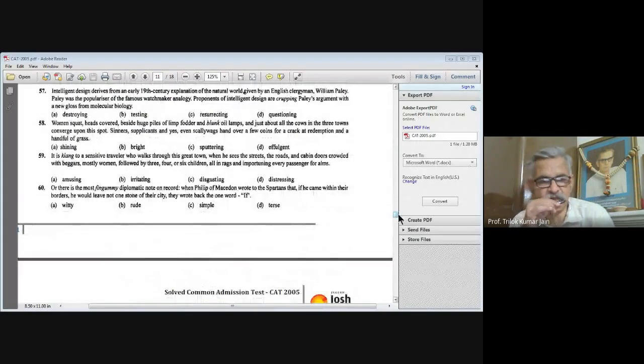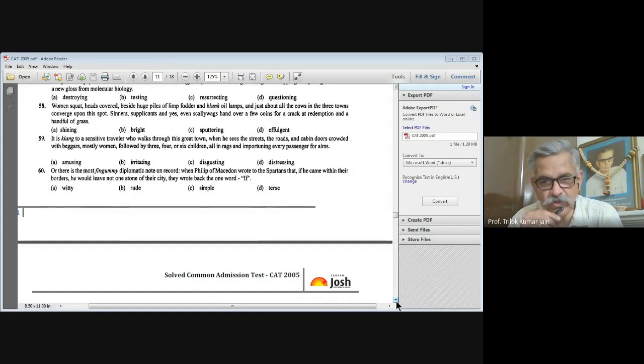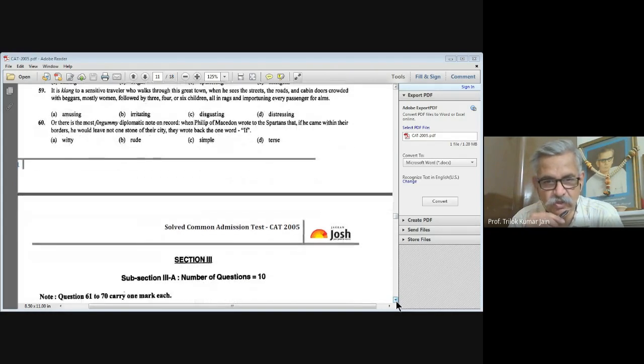Terse and witty are similar words, but witty is a short answer full of wisdom, while terse is also a short answer but a little bit sarcastic in nature, a little bit of the opposite kind of thing. So terse is the better option. So it depends upon your vocabulary. If your vocabulary is strong, you are able to answer these questions.